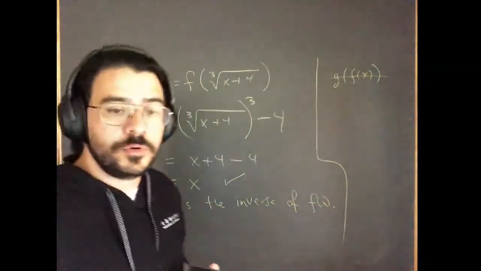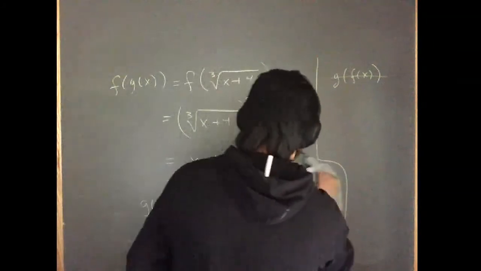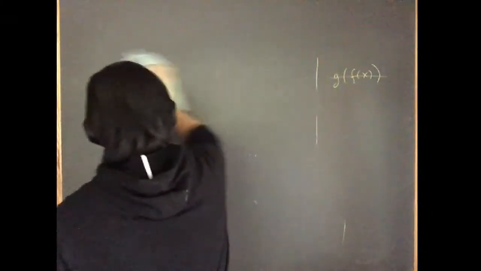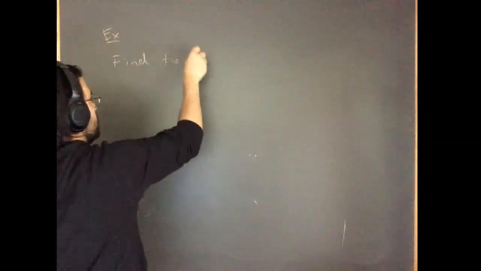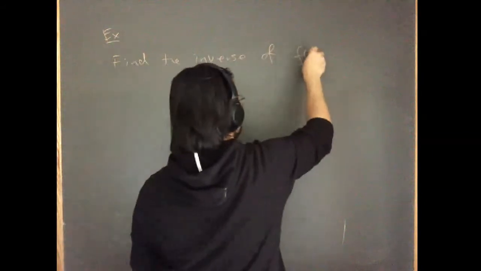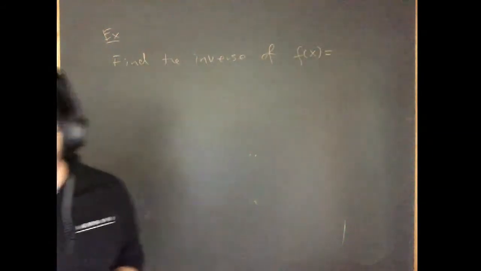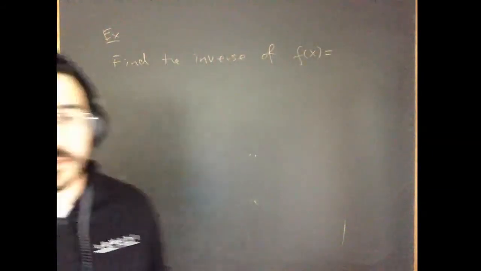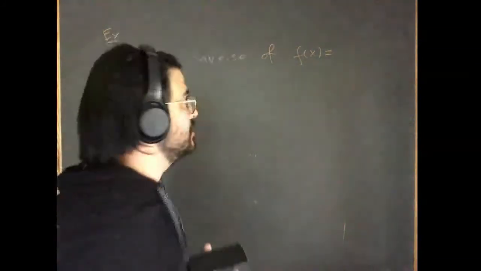Okay, so the first example, we're going to take a rational function. Remember, a rational function is just a ratio of two polynomials, and we're going to try and compute the inverse. So let's find the inverse of f of x equals 3x over x minus 2.